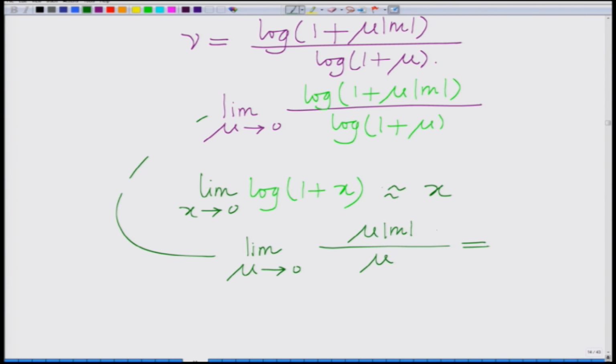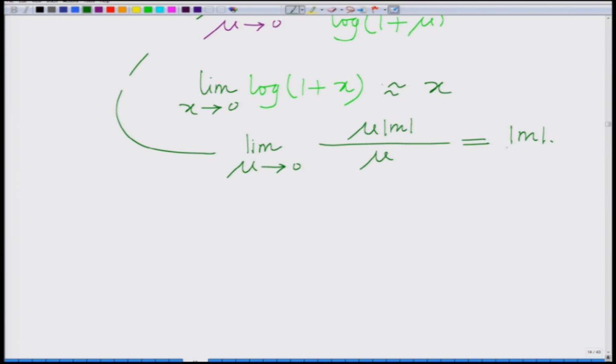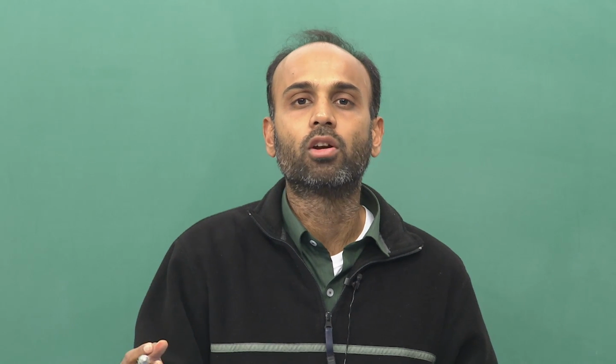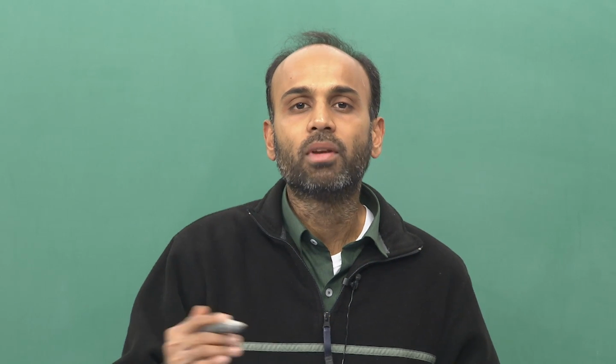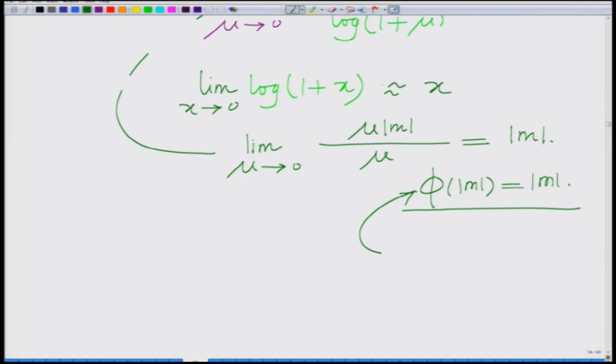which is basically, you can see this limit is simply magnitude of m, which means that the characteristic, that is phi of magnitude of m, where phi is the compressor, is simply magnitude of m, which means this characteristic is a linear characteristic, simply a straight line. The samples are unaltered, and therefore this is simply a linear characteristic. For mu equal to 0, this reduces to a linear characteristic.